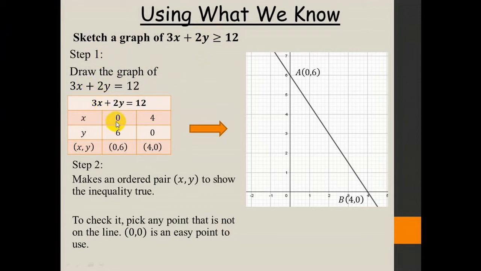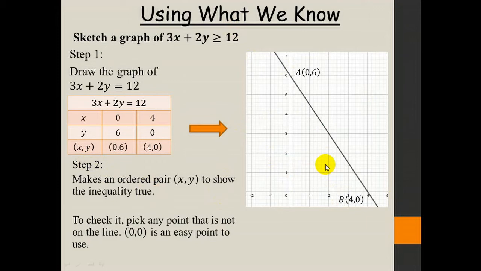After you take 0, you substitute into the equation, you will get y equals 6, and then if you have y equals 0, you substitute into the equation, you will get x. So the points are (0, 6) and (4, 0), I mean. So you just need to make the points, and then you draw it.